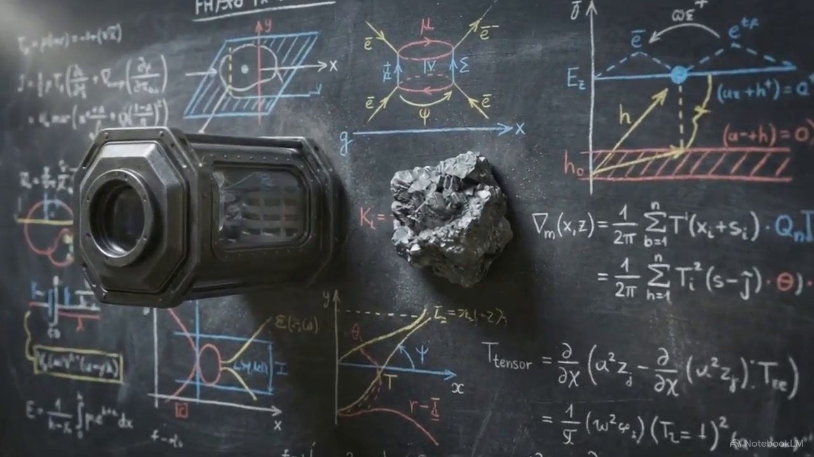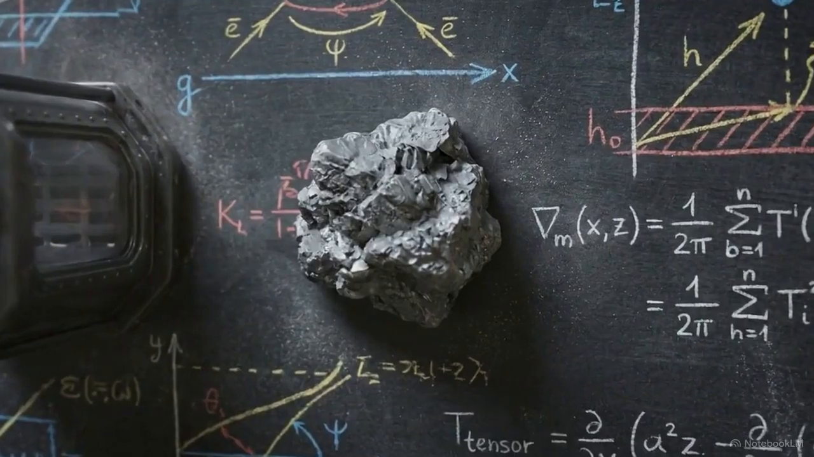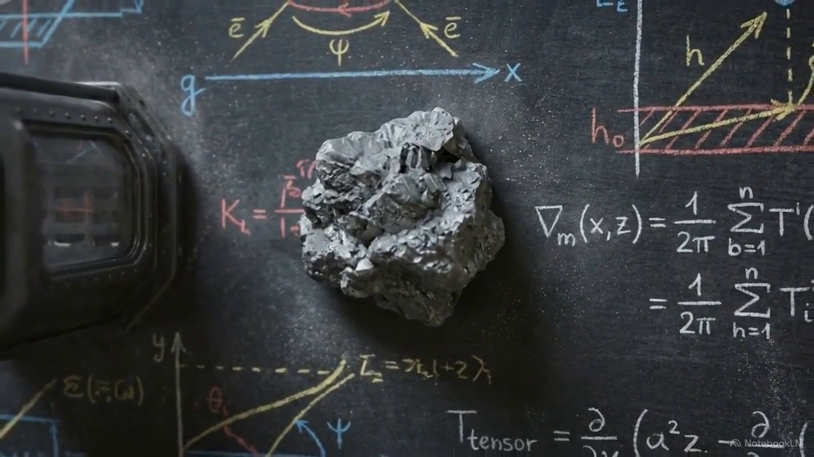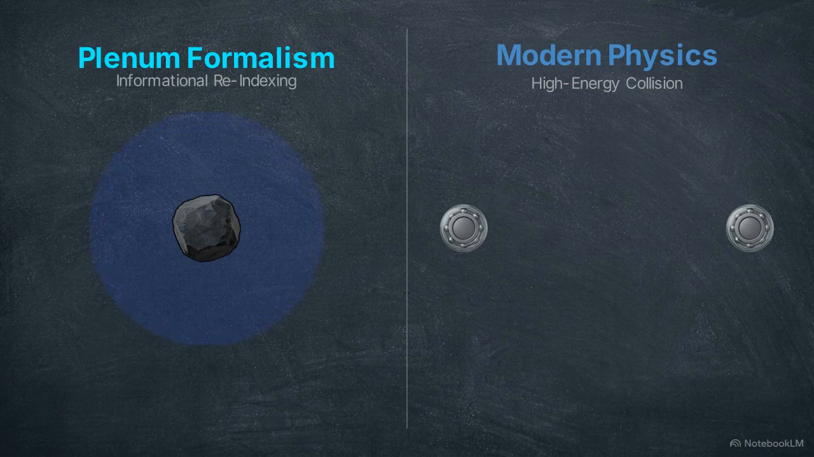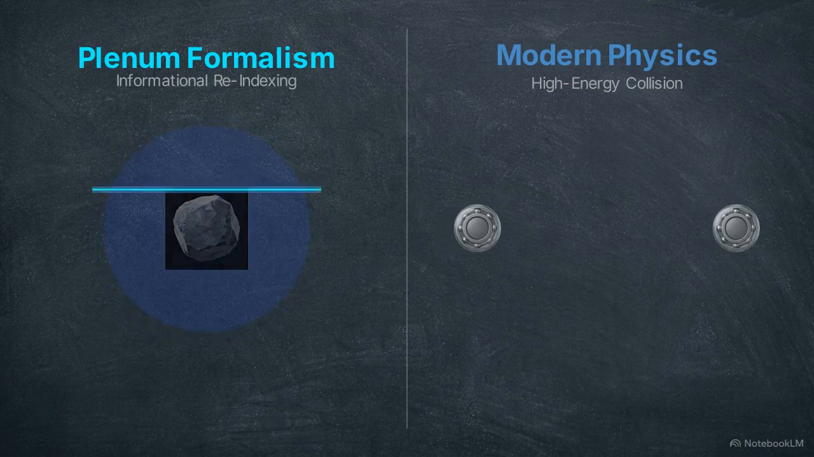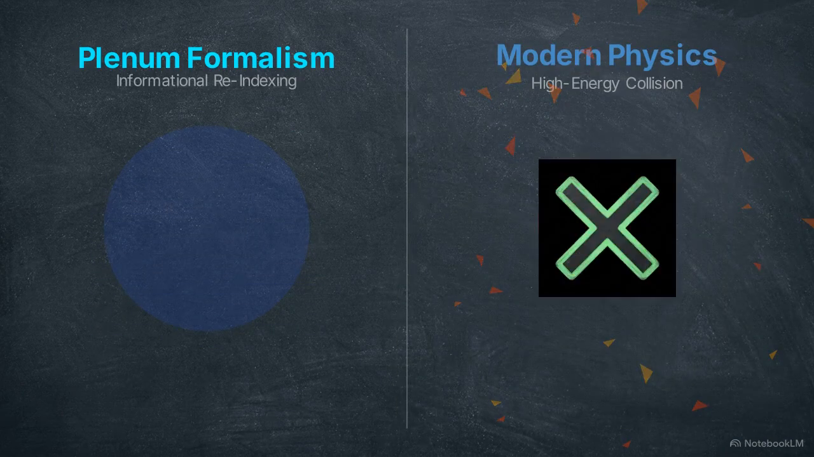Welcome to the Actualization Terminal. Our objective is to convert amorphous waste carbon into structural, isotopically pure carbon-12 graphene. The plenum formalism re-indexes the material's structural data directly, achieving transmutation while avoiding the radiation created by high-energy physical collisions.